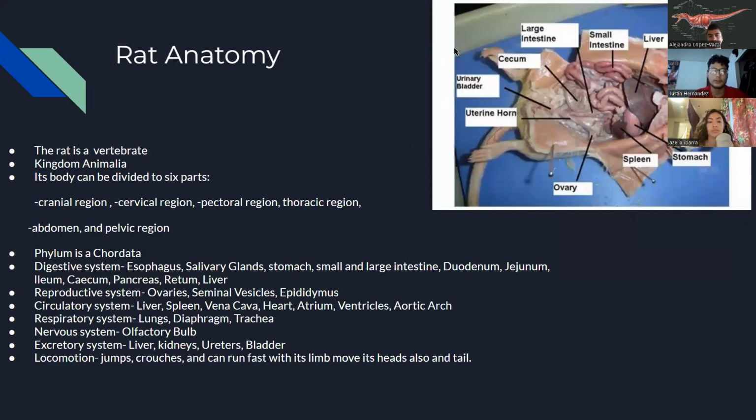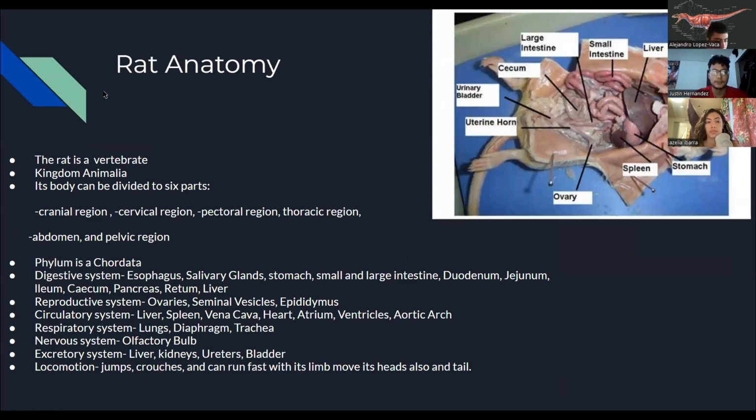And now moving on to the rat anatomy. The rat is a vertebrate. What makes a vertebrate is that it has either a backbone or a spinal column. It's part of the kingdom Animalia, and you could divide its body into six regions: the cranial region, the cervical region, pectoral region, thoracic region, abdominal, and the pelvic region.